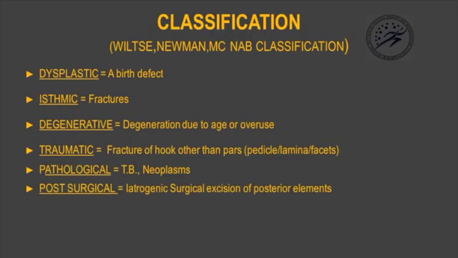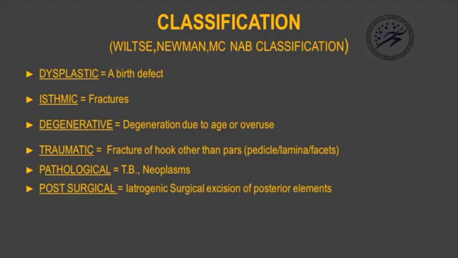Here is the classification. Number one is congenital dysplastic abnormalities, that is spina bifida. Then we have isthmic, that is fractures. An isthmic break in the pars interarticularis could be lytic, which is a stress fracture, could be a healed fracture, elongated or intact, or it could be an acute high energy fracture.